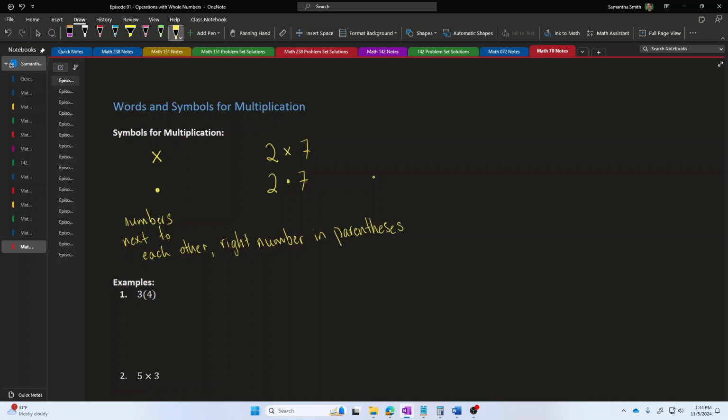To show you an example of that notation, I would write 2 next to 7, but to make sure it doesn't look like 27, I would put the 7 in parentheses. 2 next to 7 in parentheses. This is also used to symbolically represent multiplication.